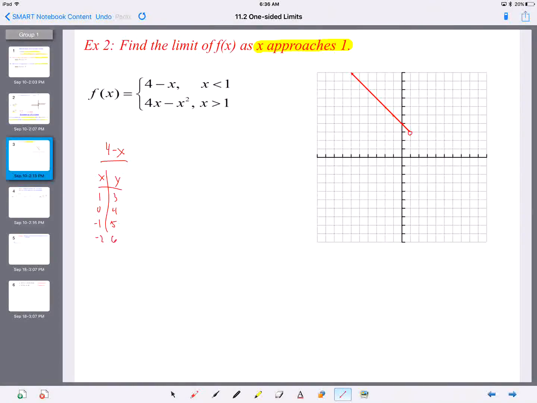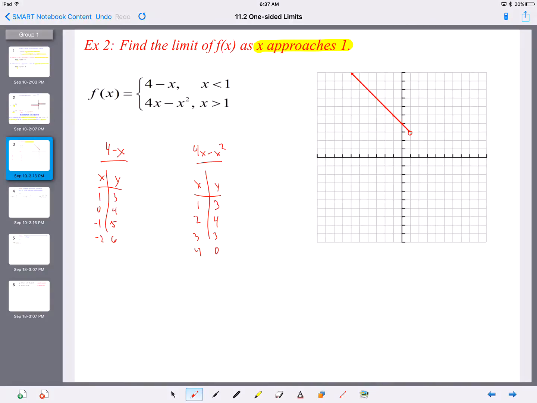And then on the other one, we have 4x minus x squared, and we want values that are greater than 1. 1, 2, 3, 4. I know 1's not included, but that's my starting point. If I plug 1 in, 4 minus 1 is 3. Plug 2 in, 8 minus 4 is 4. Plug 3 in, 12 minus 9 is 3. And if I plug 4 in, 16 minus 16 is 0.